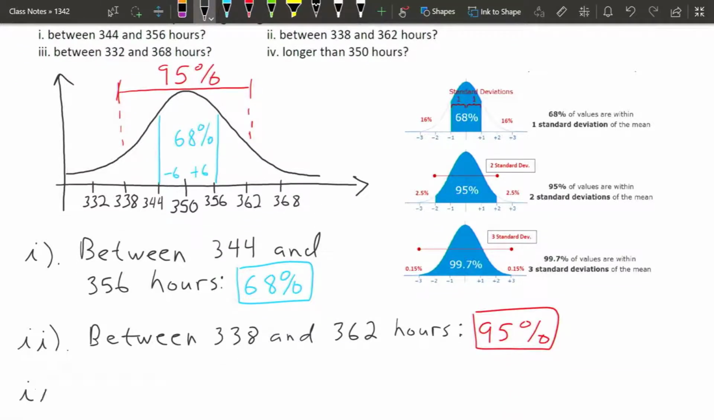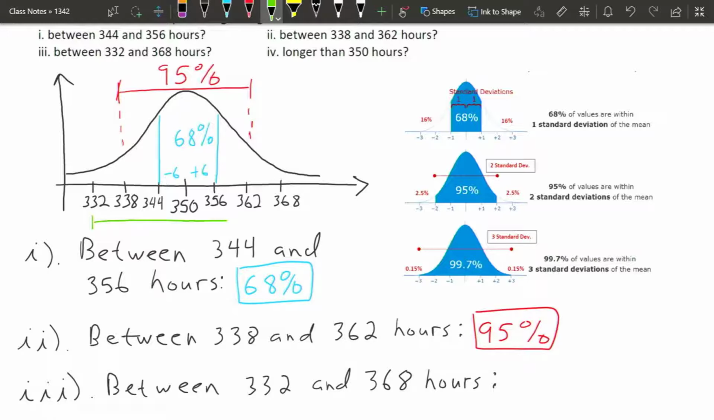Now the last one that asks about how many sit between 332 and 368 hours. Well, that means we've gone out further from the middle on either side, all the way out to 3 standard deviations, and it says that there's 99.7% that sit between 3 standard deviations of the mean. So the answer to that is 99.7%.